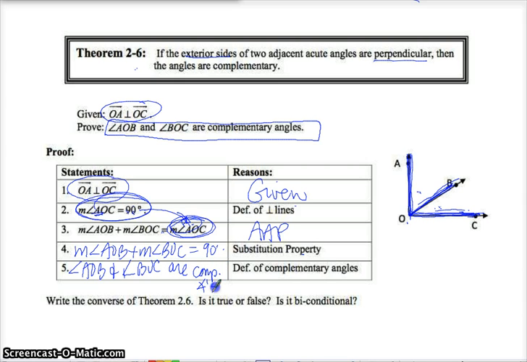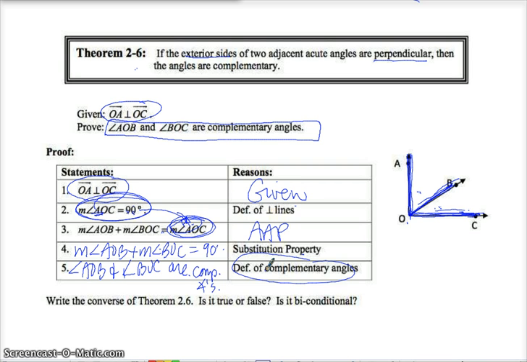And why do we know that? Well, we know that because of the definition of complementary angles. Remember, it's any two angles that add up to 90 degrees. We just proved they add up to 90 degrees. Their sum, a pair of angles whose sum is 90. Therefore, that pair of angles must be complementary to each other. They must be complementary angles because of the definition.